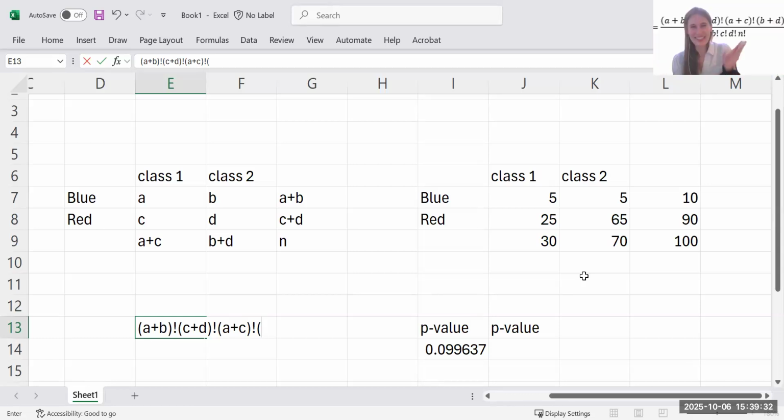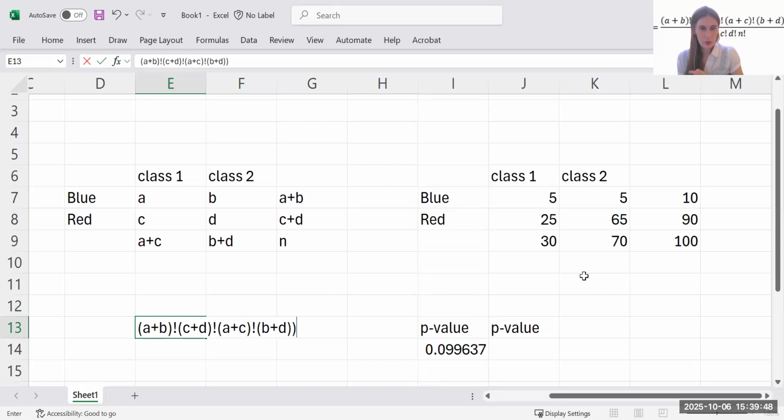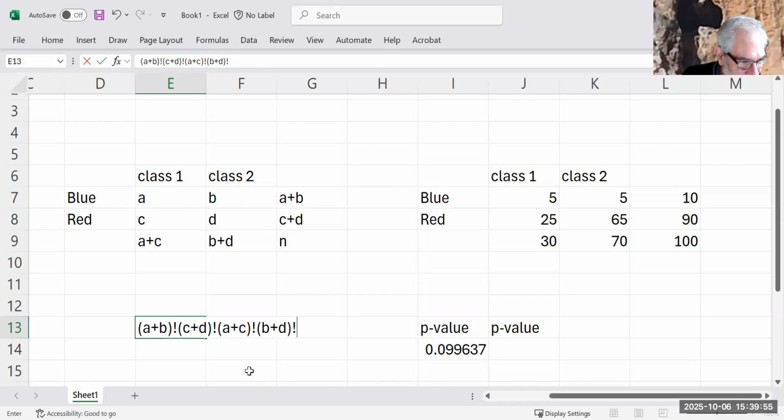What's missing? B plus D. Thanks. Oh my God, I'm floundering. All right, here we go. So that's in the numerator. Oops, we need a factorial. There we go, that's it. Factorial. Now that's going to be all over.